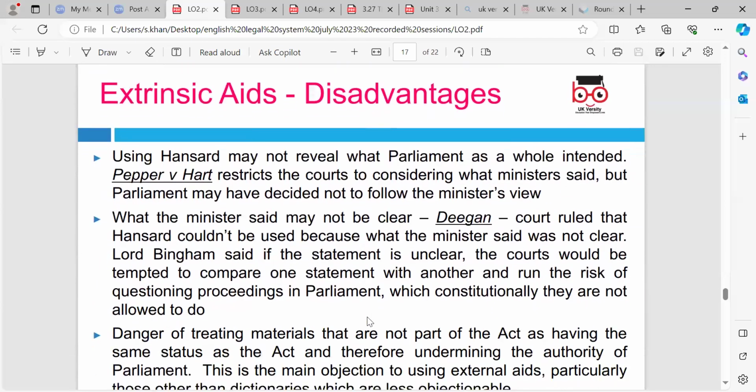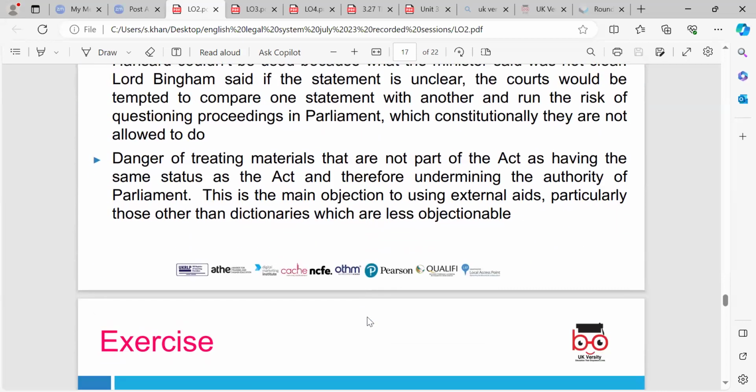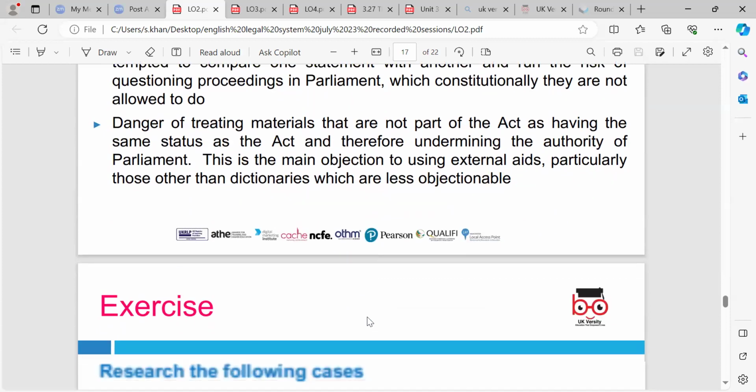We looked at some disadvantages of intrinsic aid, and the important case in regards to that was Pepper and Hart, and what the Minister said may not be clear in the Deegan case. Lord Bingham's ideology of this.